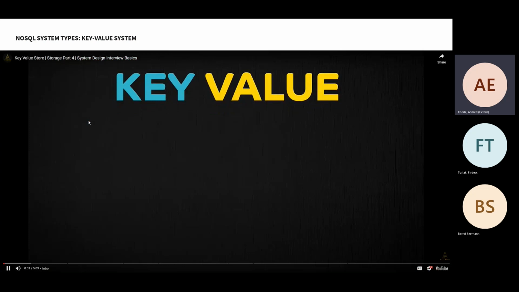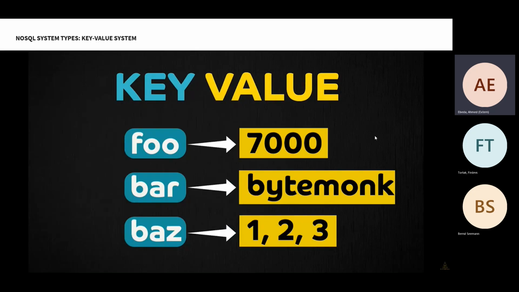A key value store is a database that consists of keys and arbitrary values such as 7000, bytemonk, or 1, 2, 3. As you can see, it is quite similar to a dictionary or a map data structure.